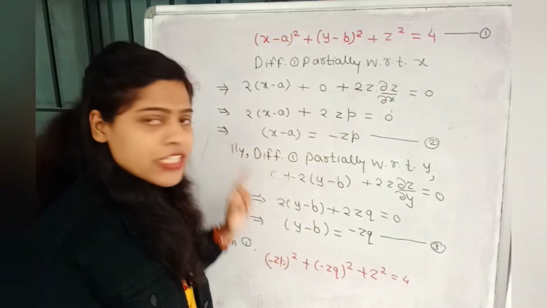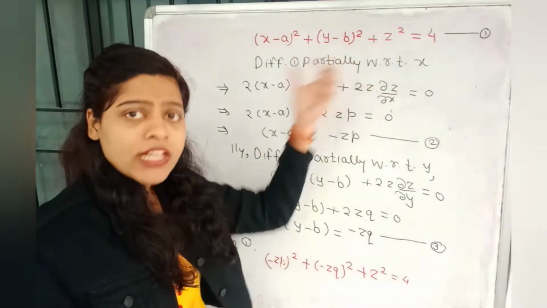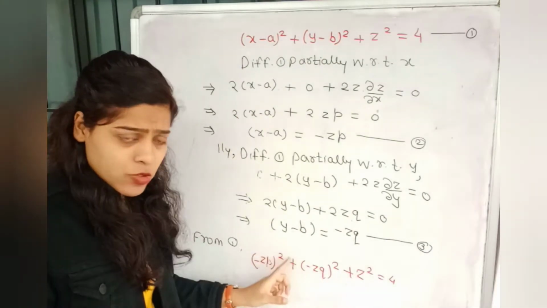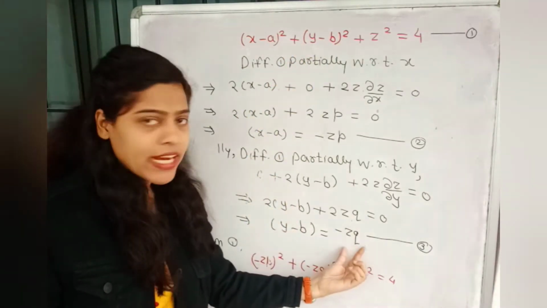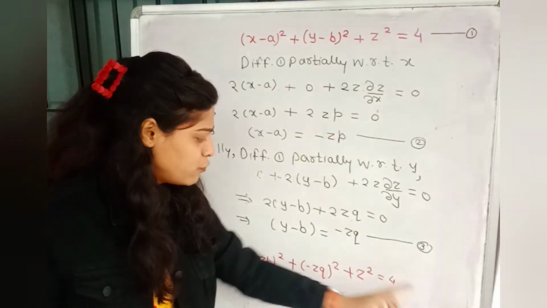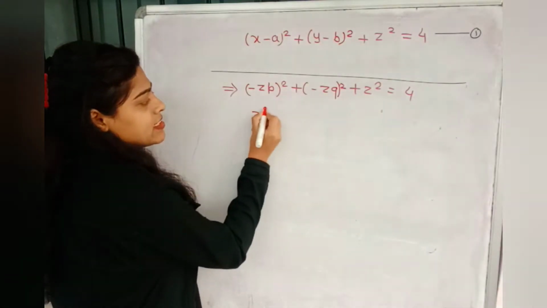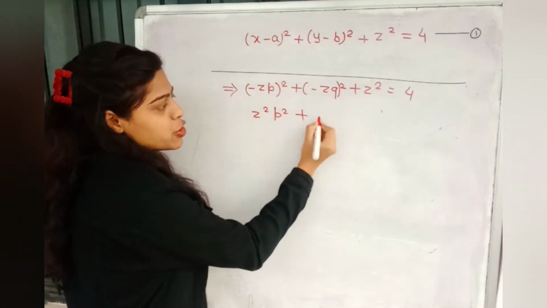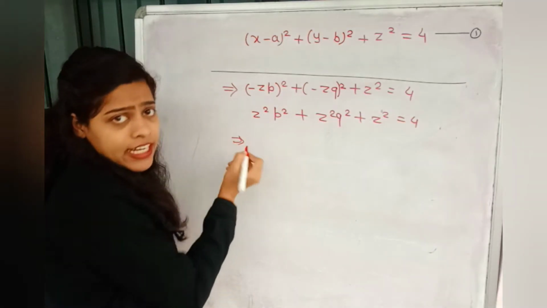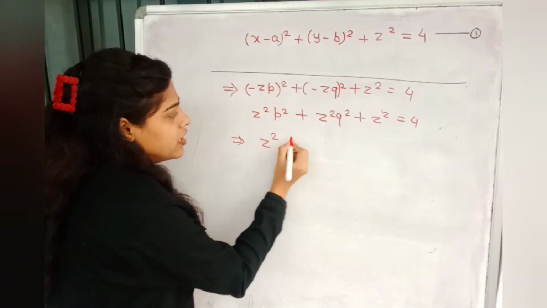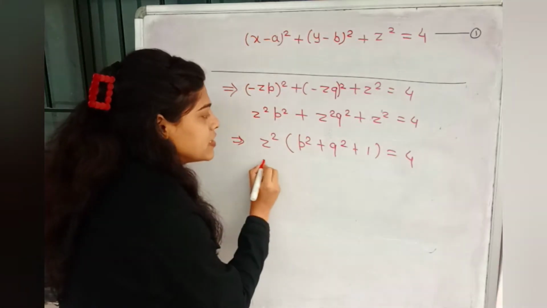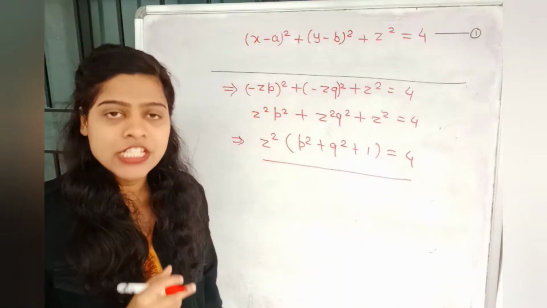Now we use equation number 2 and equation number 3 in equation number 1. Equation 1 becomes (minus zp) squared plus (minus zq) squared plus z squared is equal to 4, which implies z squared p squared plus z squared q squared plus z squared is equal to 4. Taking z squared as common, we get z squared into (p squared plus q squared plus 1) is equal to 4, which is our required partial differential equation.